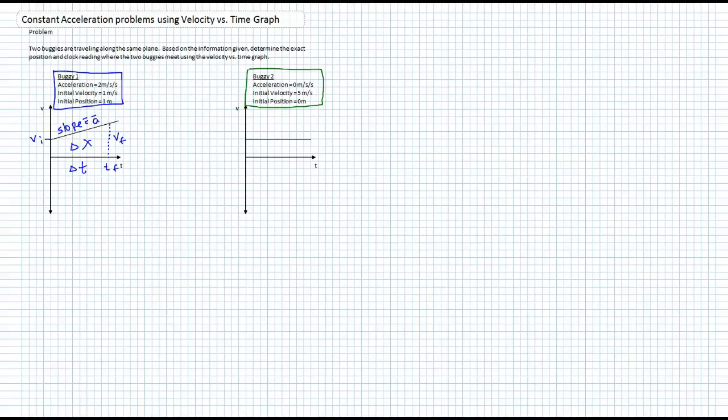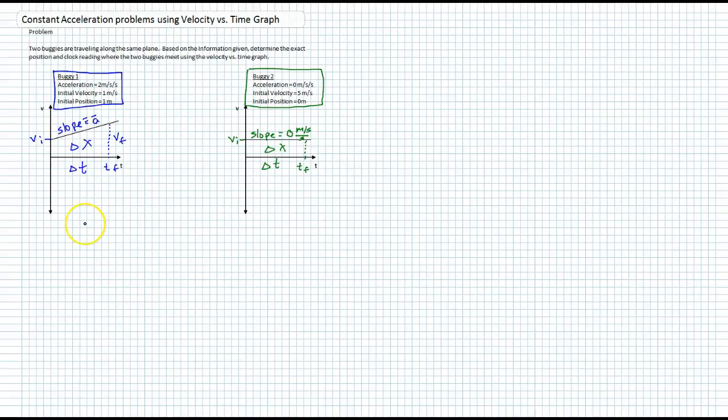Alright, and for the second buggy, it's not nearly as interesting because the slope is equal to 0, but that's not really its own fault. Displacement is still the area under the curve, and that is our time interval. Okay, once we have everything labeled, we're ready to begin.